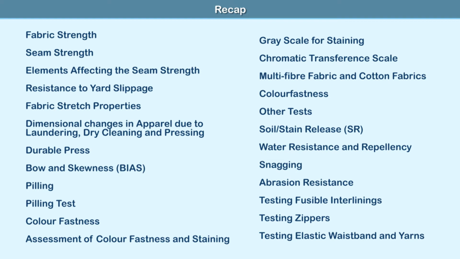We will now have a recap on module 1 of unit 2. We talked about fabric strength. Under fabric strength, we talked about breaking strength. We talked about tear strength, that is the resistance to tearing or shearing force. We talked about bursting strength, resistance to bursting force.